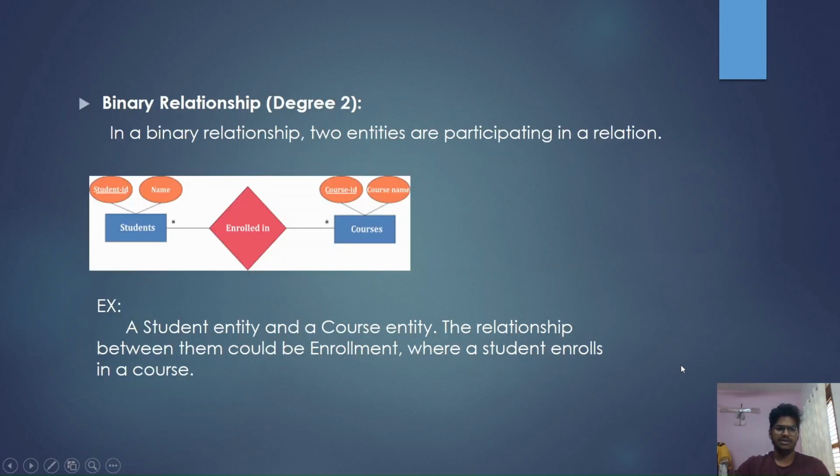Binary relationship. In a binary relationship, two entities are participating in a relation. In this example, there is a student entity and a course entity. The relationship between them could be enrollment, in which a student enrolls in the courses.